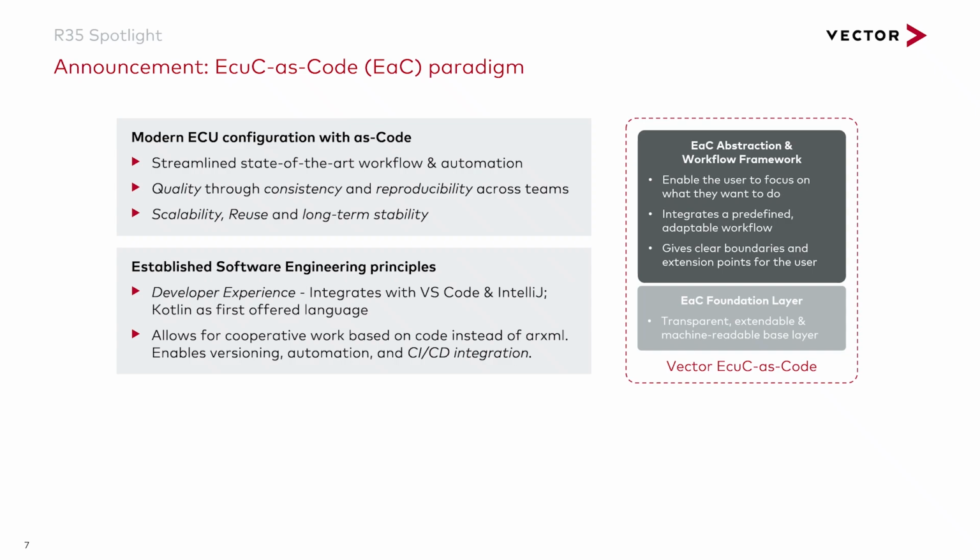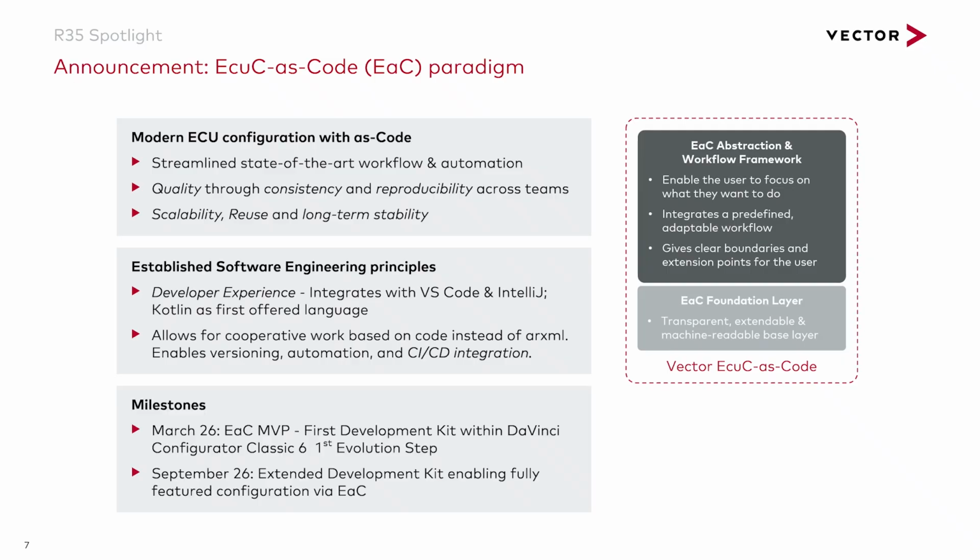A key aspect of the approach is its pragmatic migration strategy, allowing active EcuC and EAC concepts to coexist during transition phases. This ensures minimal disruption while gradually introducing modern practices, making the adoption process smooth and risk-free. With March, a first development kit will be available within DaVinci Configurator Classic 6 first evolution step. By September, an extended development kit will allow fully featured configuration via EcuC-as-Code.